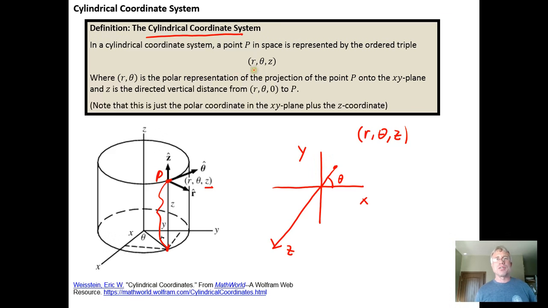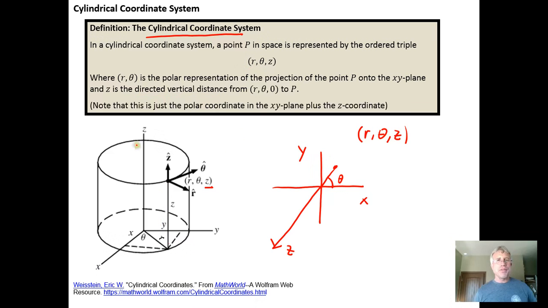So in cylindrical coordinate systems, you have r and theta, which are just the r and theta from the polar coordinate system. And then we add in that z coordinate, which is the directed vertical distance from the xy plane, or from the point r, theta, 0 right here. This is the point with radius r and angle theta, and then 0 is the point in the xy plane. So pretty straightforward. There are some spins you can get on this that you need to be aware of.